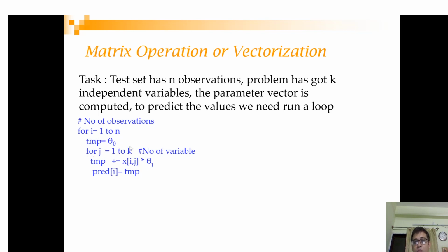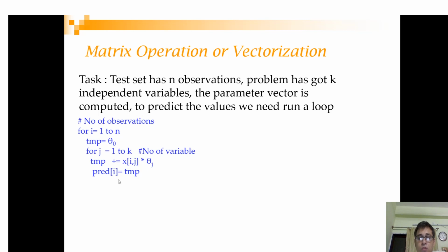Then for each one of the features, I multiply the feature value with the corresponding theta value, and add it back. So this is how I get my actual prediction, because what I want is theta 0 plus theta 1 x1 plus theta 2 x2 like that. So I'll run the loop like this.